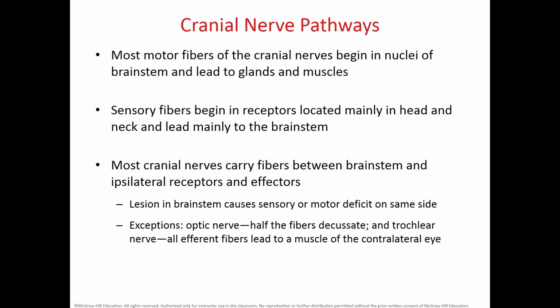Now, the cranial nerves have pathways. Some are motor, some are sensory. And most cranial nerves will carry fibers between the brainstem and ipsilateral receptors and effectors. Exception, optic nerve or cranial nerve number 2, in which half of the fibers of this nerve will cross and the other half will go ipsilateral. As well, the trochlear nerve, all the efferent fibers lead to a muscle on the contralateral eye. Trochlear nerve is cranial nerve number 4.